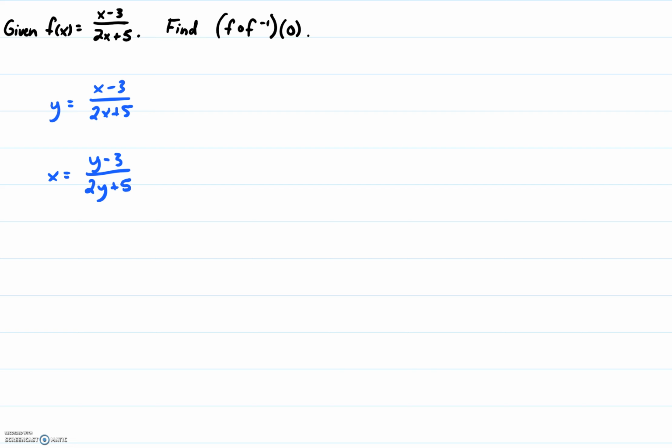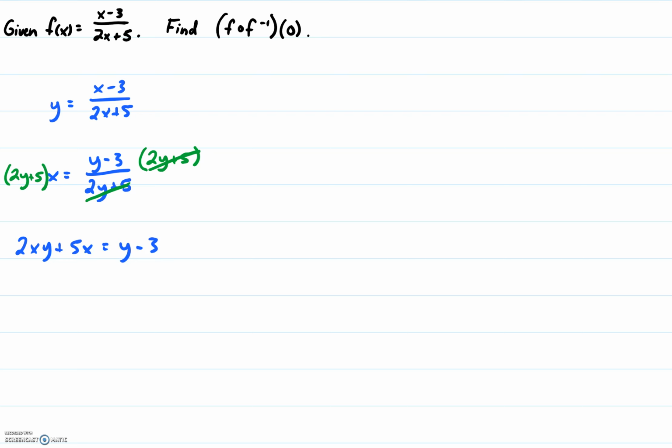Now the problem here is we have a y in the top and in the bottom. And so we need to get the y out of the denominator before we can actually solve for y. So this problem is going to get a little bit worse before it gets better. To get it out of the denominator, we need to multiply both sides by 2y plus 5. Be sure you put that in parentheses on the left-hand side, especially. And so now if we distribute the x on the left-hand side, we're going to have 2xy plus 5x is equal to y minus 3.